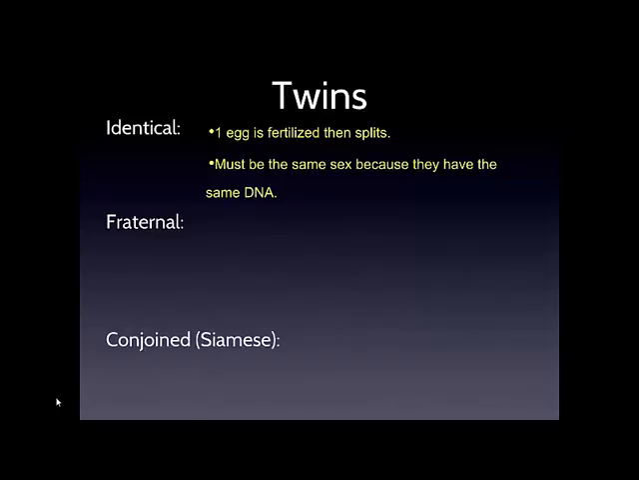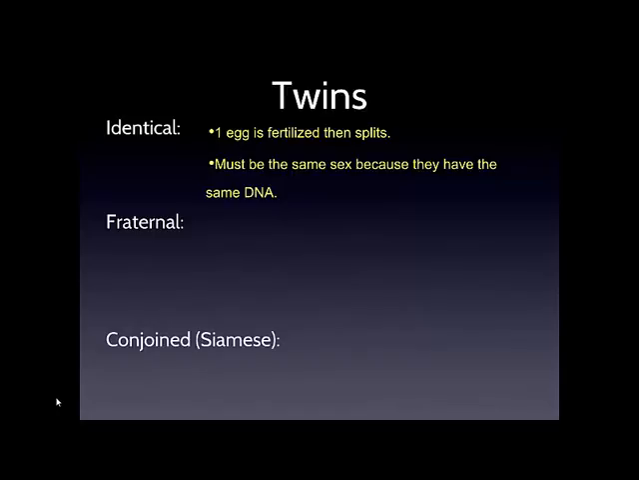Yes, sometimes when a woman ovulates and releases an egg, not only does she release one egg, she might release two eggs, or sometimes even three eggs. Triplets. And in that case, if each of those eggs gets fertilized by a sperm cell, each can grow into an embryo and a fetus.